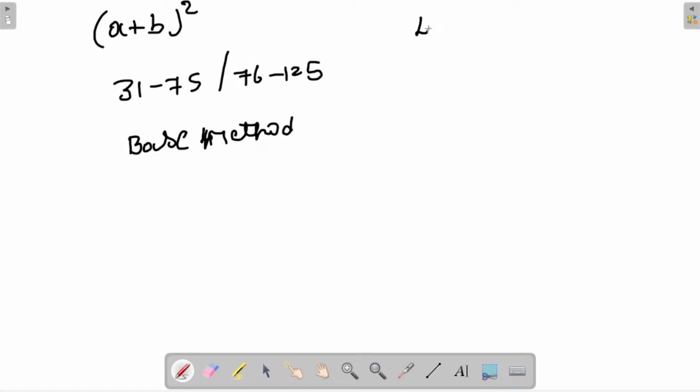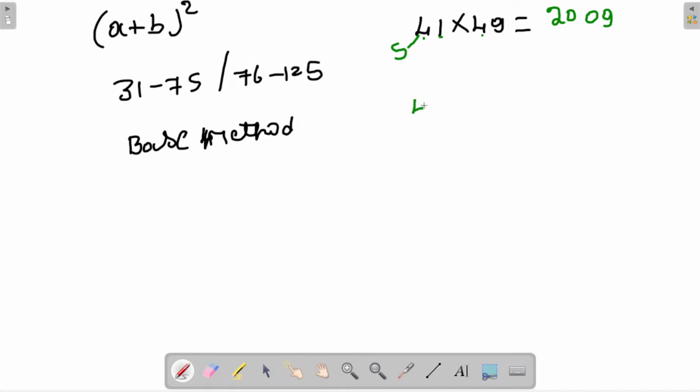For example, the question is 41 into 49, I need to multiply. I told you two conditions. The first condition is, what is the first condition? Unit place sum is 10. If I add both the numbers' unit places, the sum is 10. Then remaining numbers are constant. Then I can apply this method. So how to solve? 1 9s are 9, but write it in 2 digits, 09. Next, 4 and next number 5, 4 5s are 20. That is the answer for 41 into 49: 2009.